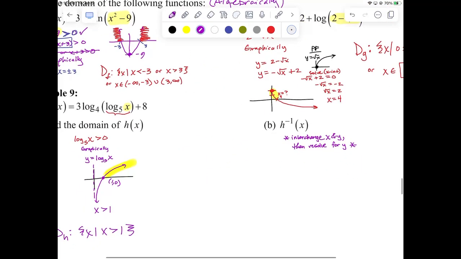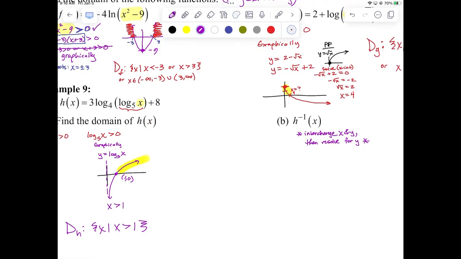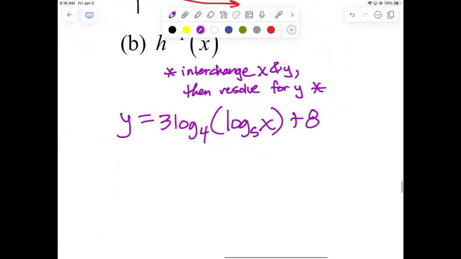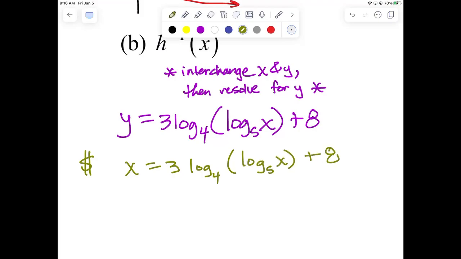So let's bring my function over here, and instead of h of x, I'm going to call it y. So y equals 3 log base 4 of log base 5 of x plus 8. All right, here's the money step. I'll use green. The money step is when you interchange x and y. So we get x equals 3 log base 4 of log base 5 of x plus 8. Oops, I didn't change that one. That one's supposed to be a y.